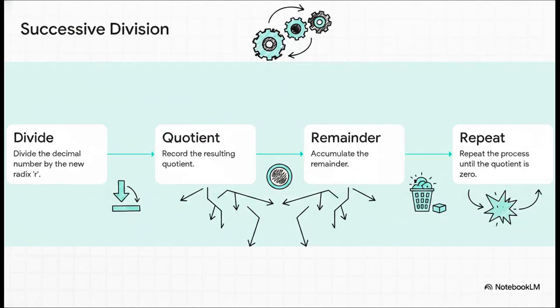We've gone from foreign bases back to decimal. But what if we want to reverse it? How do we take our everyday decimal numbers and convert them into the specialized bases that computers actually need? To go the other way, we use a method called successive division.